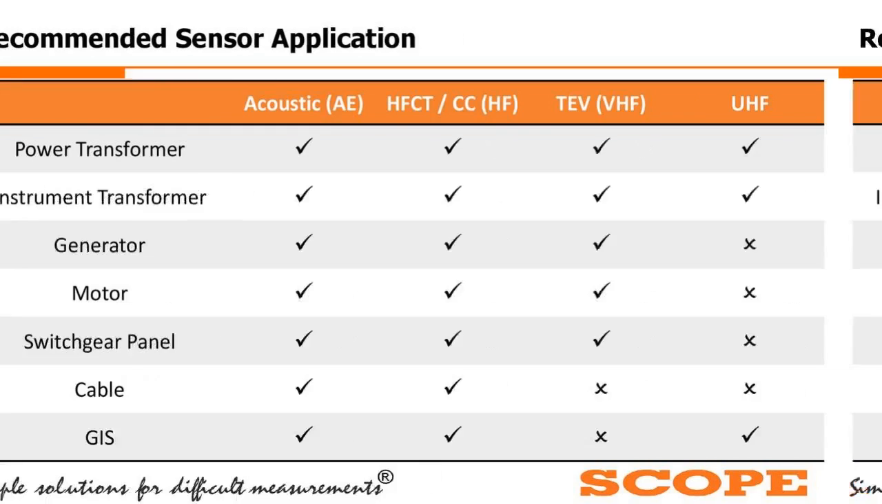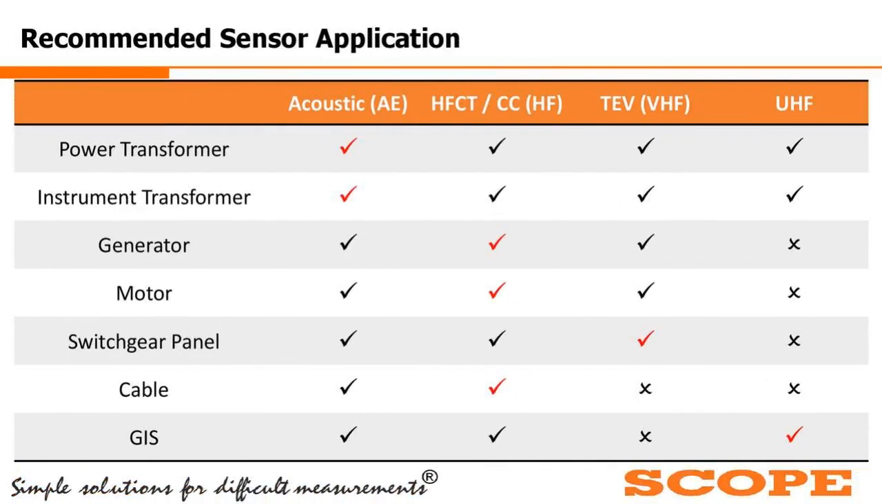However, it has again been pinpointed this way. As you can see in this slide, you have got your power transformer, you have got your instrument transformer, right? You can see the red ticks over here. These are the most recommended or most adopted in the available technologies in the market. So in case of transformers, be it instrument transformer or power transformer, acoustic technology is preferred to detect, pinpoint and localize the partial discharges. When it comes to motors and generators, we use HFCTs or coupling capacitors.